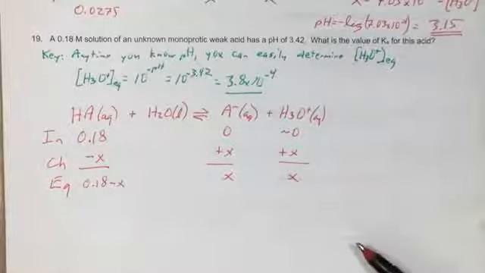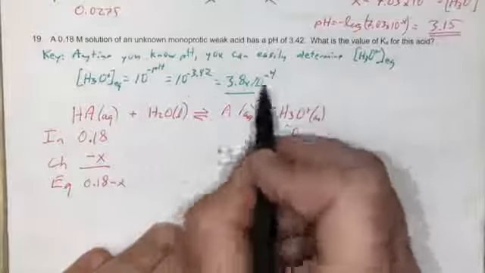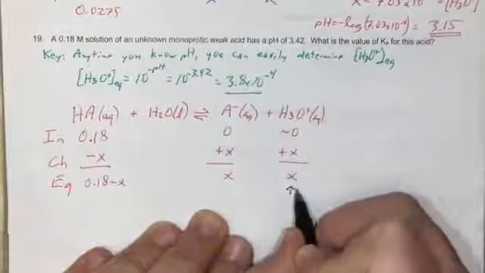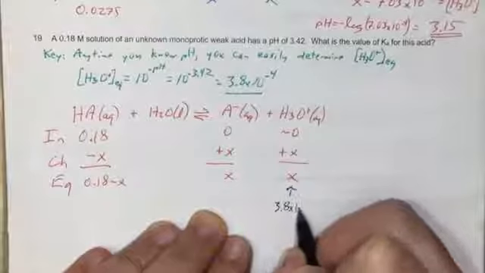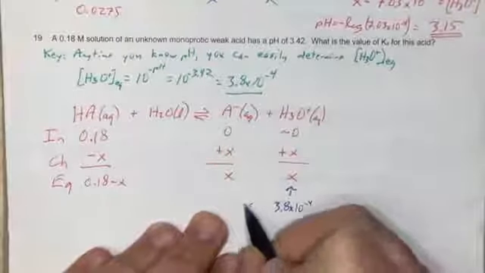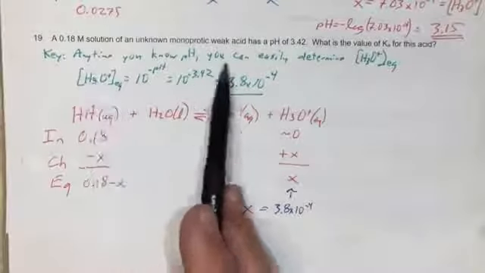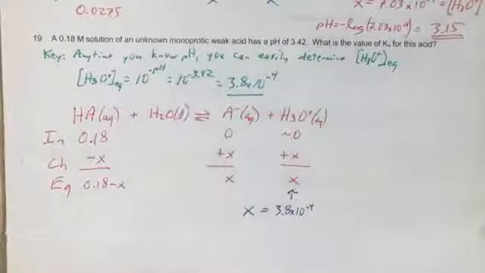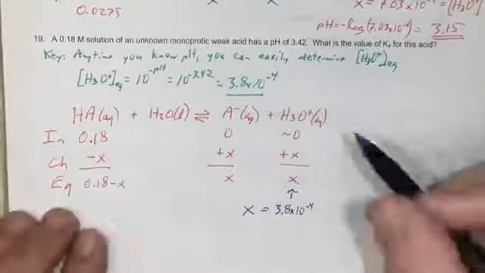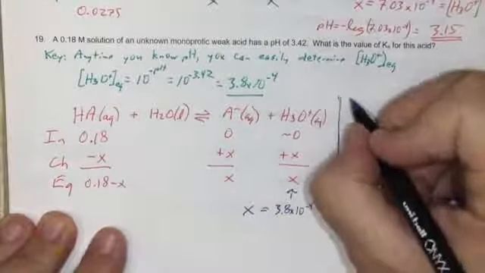When all else fails in an equilibrium problem, you set up the ICE table. The next thing that you will do is plug these equilibrium values into the Keq equation. Now, I do need to point this out, that I know what X is because I know the equilibrium concentration of hydronium. X is 3.8 times 10 to the negative 4. The key to solving this is anytime you know the pH, then you also know the concentration of hydronium ion. So let's plug this into the Ka equation.